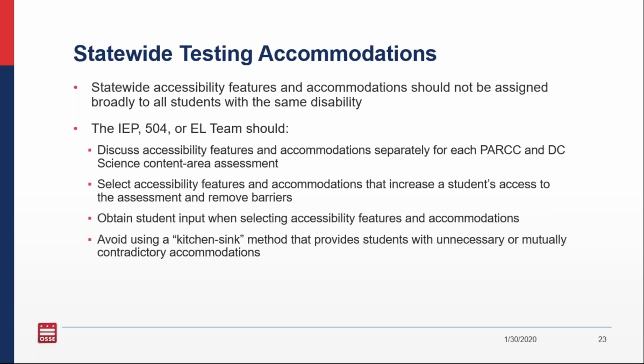And lastly, avoiding the use of the kitchen sink method that provides students with unnecessary or mutually contradictory accommodations. So again, not assigning all accommodations. I know some of you have seen IEPs where all the accommodations have just been selected because the IEP team made the decision that this is going to help the student. But actually, it may hinder the student. It may prevent them from being academically successful on a statewide assessment.